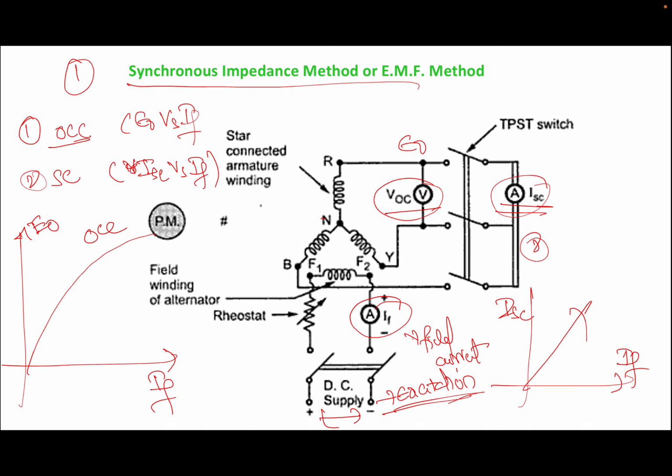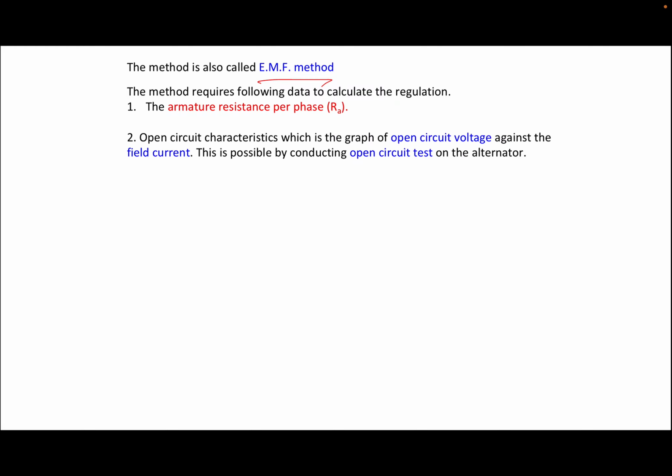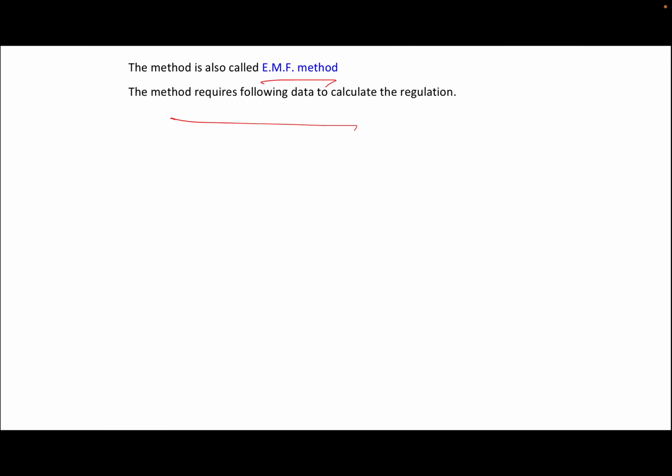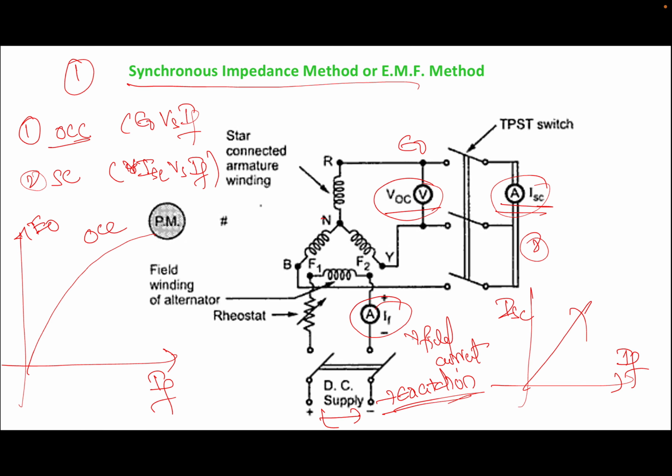The synchronous impedance method is also called the EMF method. What we require here is the armature resistance. As we see in the diagram, we apply the DC supply and make the machine rotate by connecting the prime mover. Once the voltage starts generating, we take the no load OCC characteristics here.